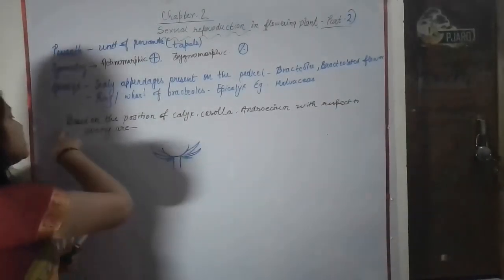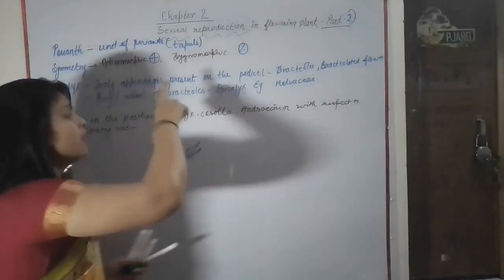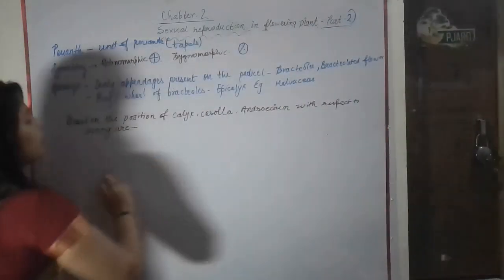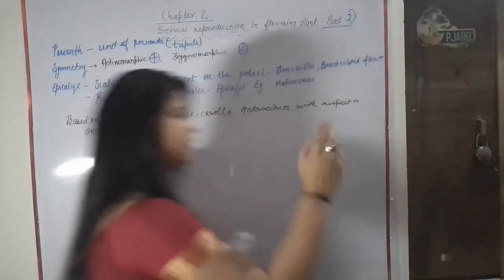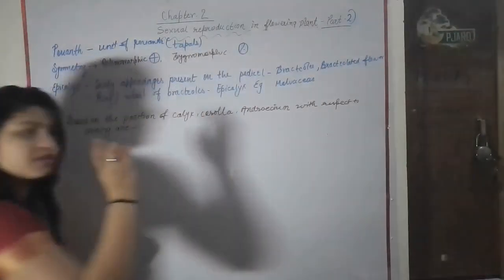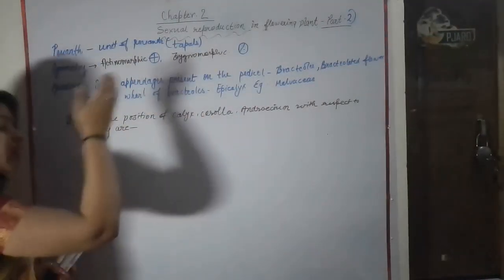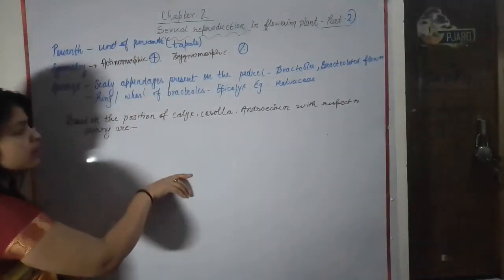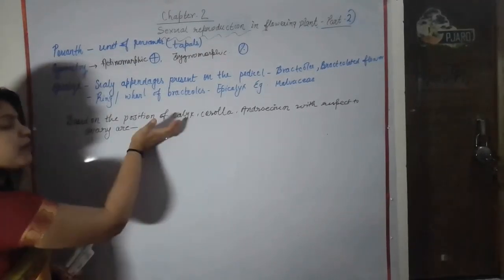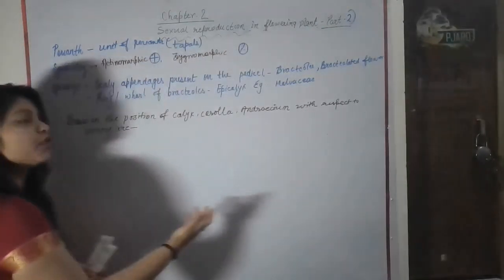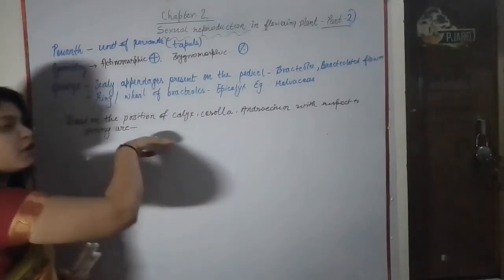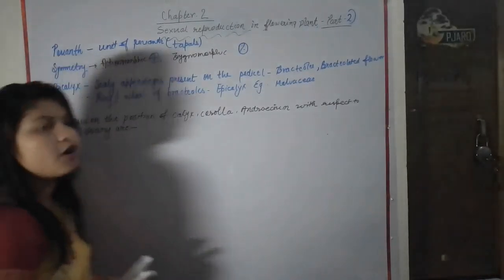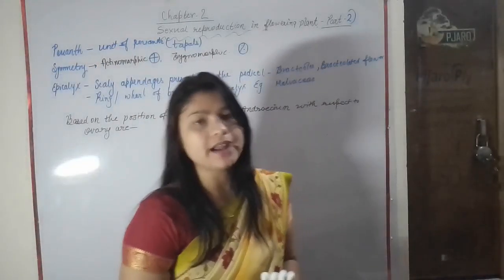Our next point is based on the position of the calyx, corolla and androecium with respect to the ovary. According to the ovary, if the calyx, corolla and androecium are present below it, what is it known as? If above it, then what is it known as? And if not below or above but in between, then what kind of term do we use to define that type of structure?